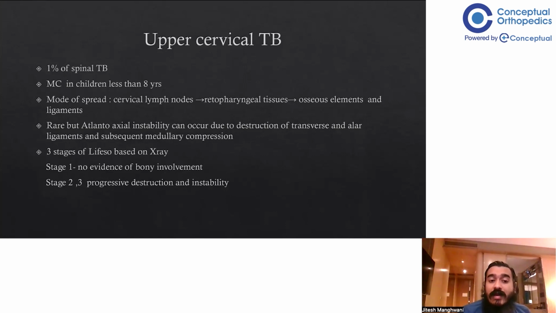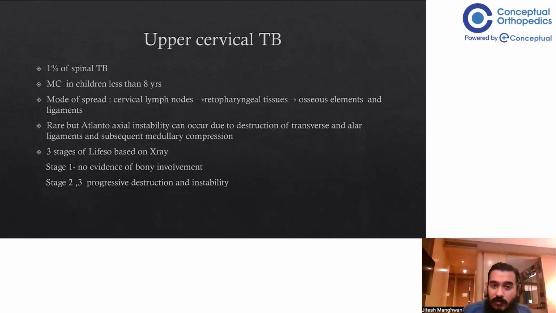Sometimes this may be associated with atlantoaxial instability, which is the instability because of the bones. Why does the instability happen? Because of the destruction of transverse and alar ligaments, which causes the medullary compression. So atlantoaxial instability or C1, C2 instability happens because the infection destroys the transverse and the alar ligaments. These ligaments are destroyed, and subsequently there is a medullary compression that happens. There are three stages that were given by Lifso on the X-ray. Stage 1 shows no evidence of any bony involvement, and stage 2 and 3 are progressive stages of destruction and instability. So upper cervical spine TB is not common.